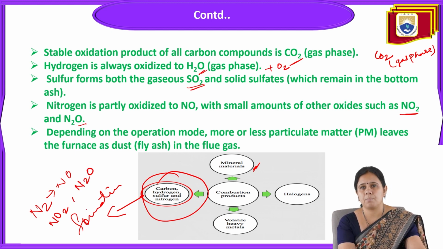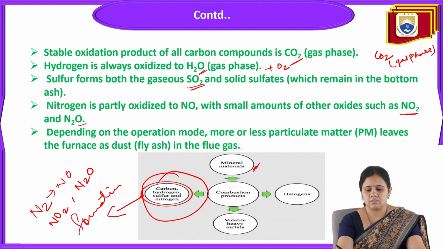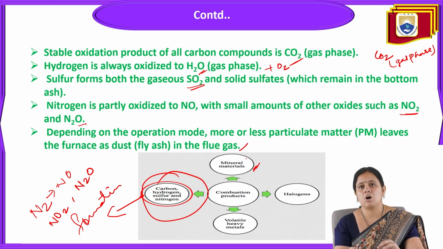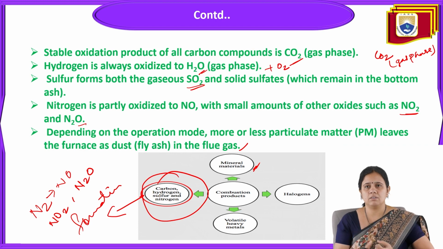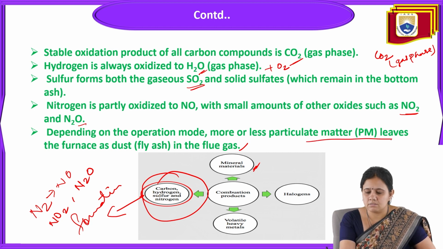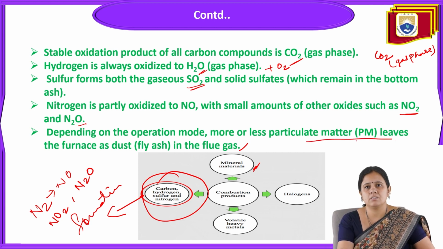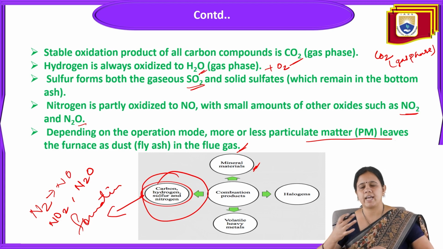And depending on the operation mode, more or less particulate matter leaves the furnace as dust in the flue gas. So it depends upon what the operation mode is. On that basis, some particulate matter is there, and that particulate matter leaves the furnace as dust, fly ash, in the flue gases. So this is the first part of the combustion products.